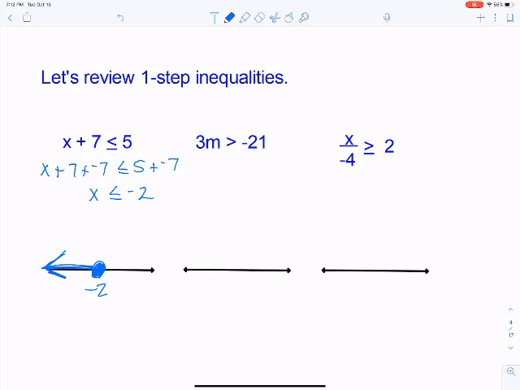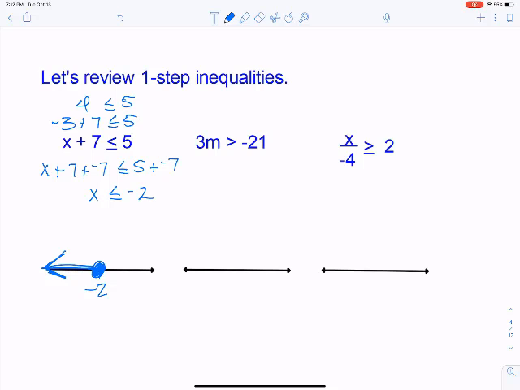Okay, so a value less than negative 2: negative 3. So if I were to plug in a negative 3 here, negative 3 plus 7, is that less than or equal to 5? Well, negative 3 plus 7 is 4. So is 4 less than or equal to 5? Yes, it is. Okay, very good.